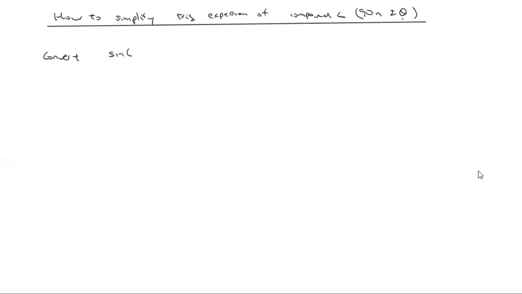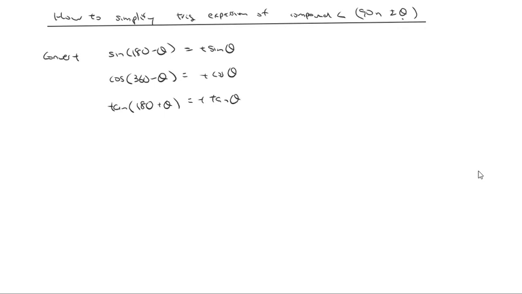So something like sine of 180 minus theta, which I know you know how to do. As an example, sine of 180 minus theta equals positive sine theta. Or we might do something like cosine of 360 minus theta, which is also positive cosine theta. Or tan of 180 plus theta is positive tan theta. Or sine of 90 minus theta is positive cosine theta. Or cosine of 270 plus theta will then be positive sine theta.